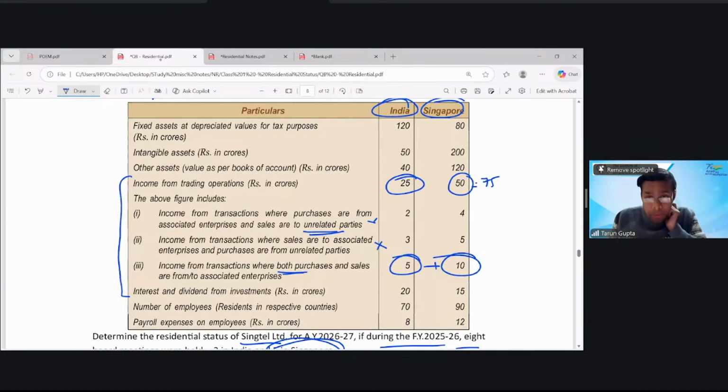Then interest and dividend from investment, 20 and 15. This is also passive income, 35, 15. So I have a total income of 75 plus 35, 110. Out of this, I have a passive income of 30, 40, 50, which is less than 50%. So I qualify for condition number 1.